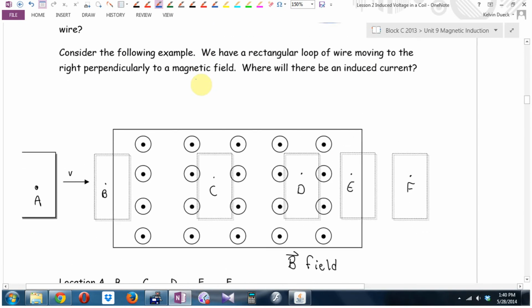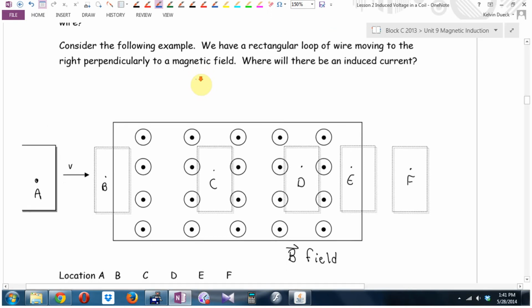Consider the following example. We have a rectangular loop of wire, and it's being moved to the right. Someone is dragging it. And it's being moved perpendicularly to a magnetic field. So which way is the magnetic field? Out of the page towards us. See the dots? Where will there be an induced current?